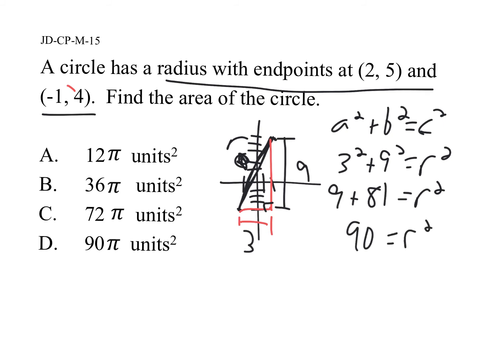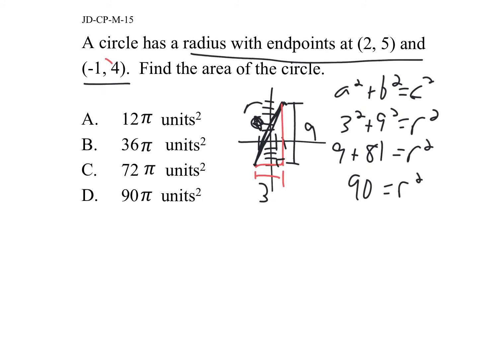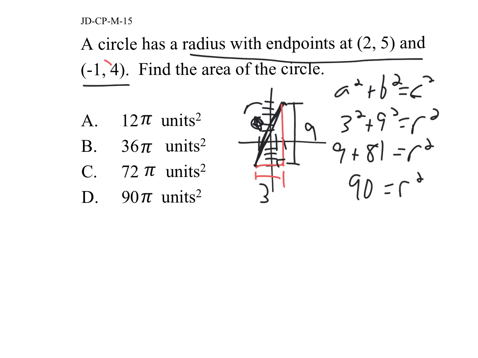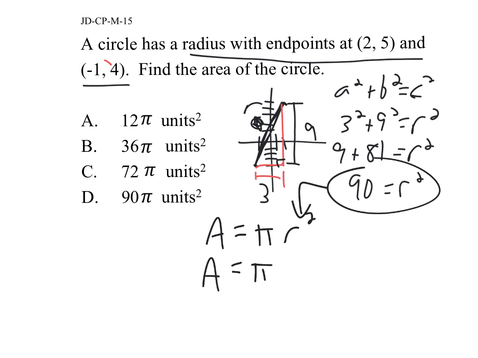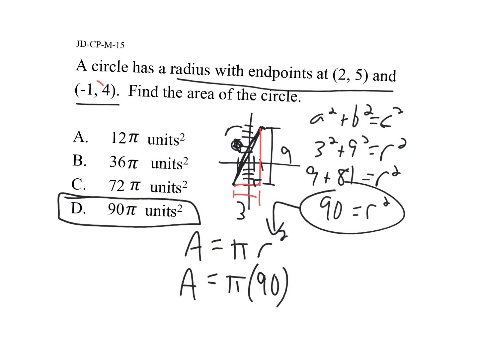Okay, so that would be 90. That's the radius squared. We could figure out the radius by taking the square root, but area of a circle is equal to pi times the radius squared. So it would actually be simpler if I just leave it as r squared, and then I can say it's pi times 90. That's the same as 90 pi square units, which would be choice D.